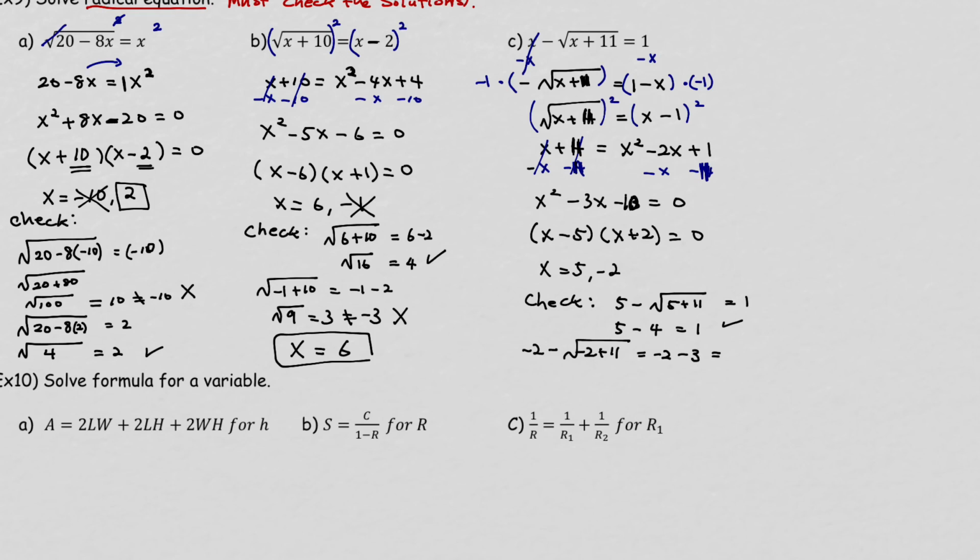Is this equal to negative 2? Nope. This is equal to negative 5. It's not equal to 1. So that's something I cannot use. So x should be only 5.